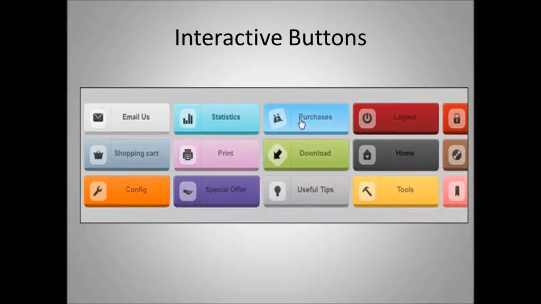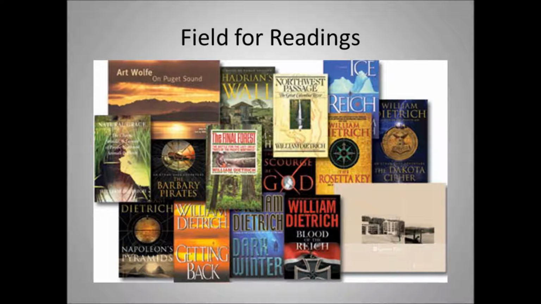Next is the interactive button. An interactive button is a clickable object that executes a command when activated. Users can create their own buttons from bitmaps and graphics. Following on, we have fields for reading. Fields for reading are hard copies such as books and printed documents.